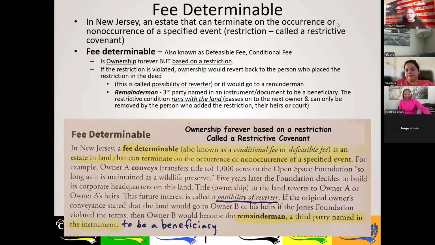Any restriction placed in the deed runs with the land. It passes on from one owner to the next. It cannot be removed by future owners. Only by the person who placed the restriction in the deed or their heirs, or in an unlikely event, a court. Courts are not likely to go against a property owner's wishes unless they're discriminatory or illegal in some way.